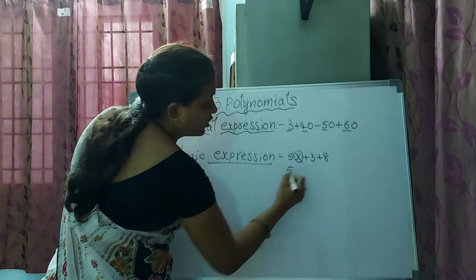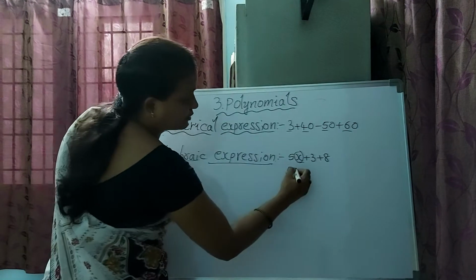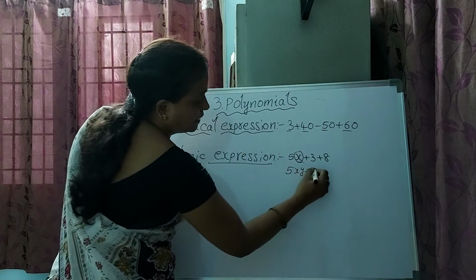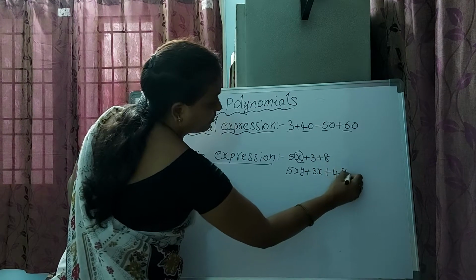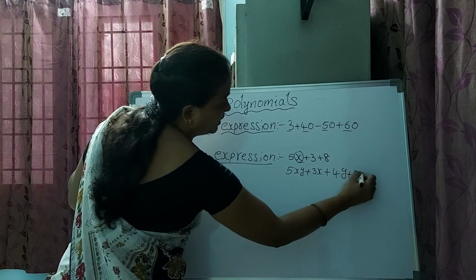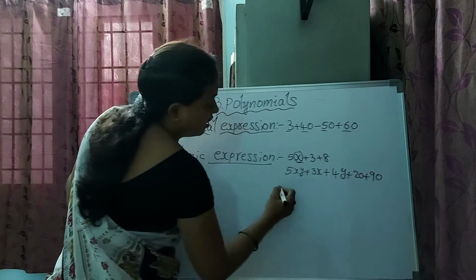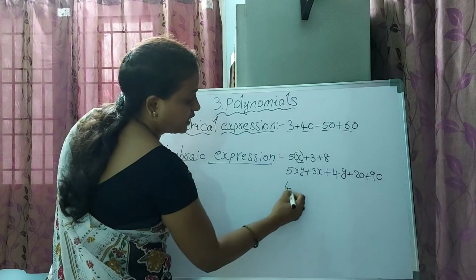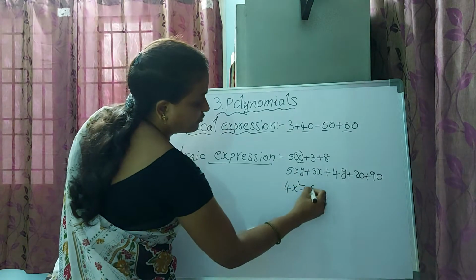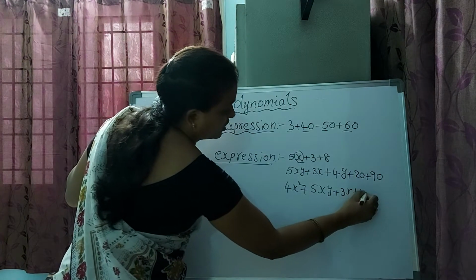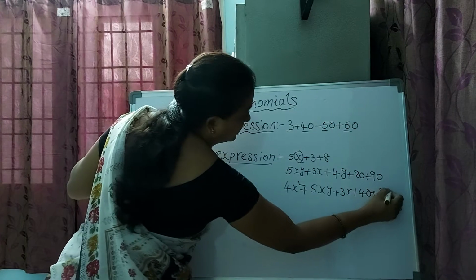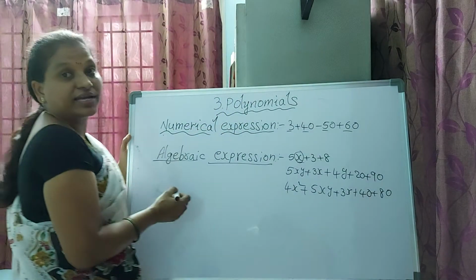See, one more example for this algebraic expression. 5xy plus 3x plus 4y plus 20 plus 90. One more example, 4x square plus 5xy plus 3x plus 40 plus 80, like this. This is an algebraic expression.